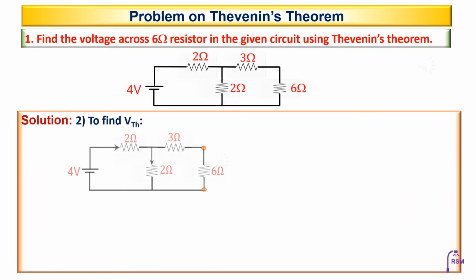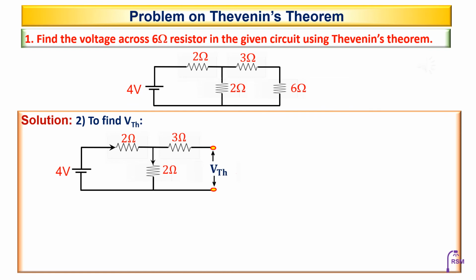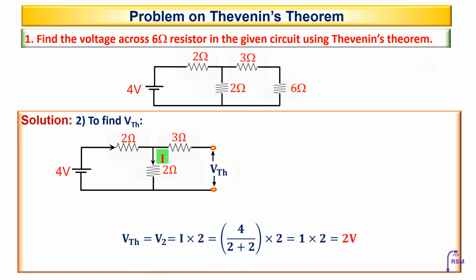To find VTH, again remove 6 ohm resistor and calculate the open circuit voltage observed from the terminals of 6 ohm. In this case, it is nothing but the voltage across the 2 ohm resistor. Therefore, VTH is equal to V2, which is equal to I into 2, where I is the current through the 2 ohm resistor and is given by 4 divided by 2 plus 2, which is nothing but 1. Therefore, VTH becomes 1 into 2, which is equal to 2 volt.